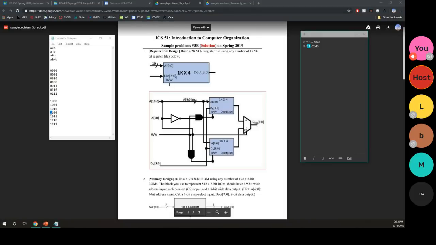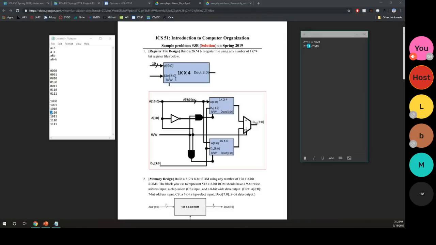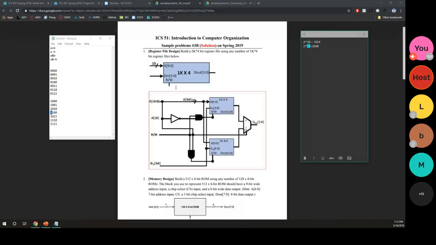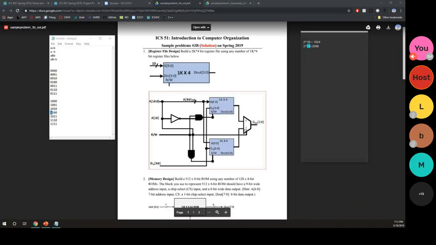The D in is the data in, right? But we don't really care about that much. It's just going into both register files. And the read and write signal is pretty much what allows you to change what's inside of the register.